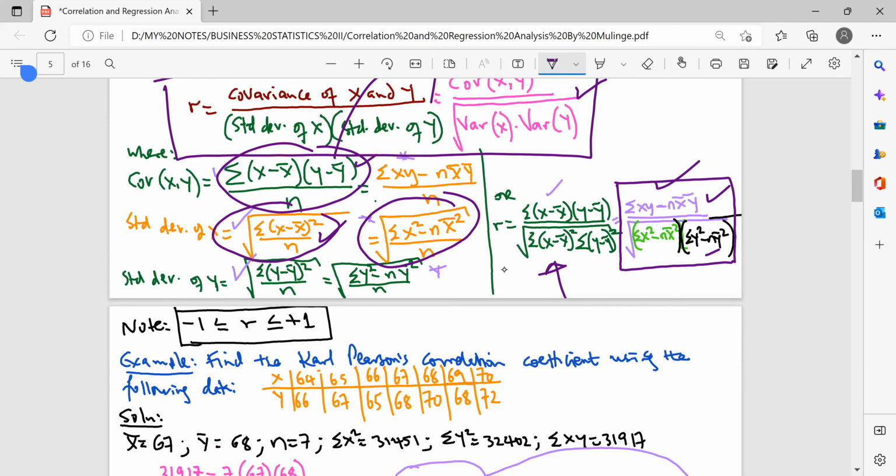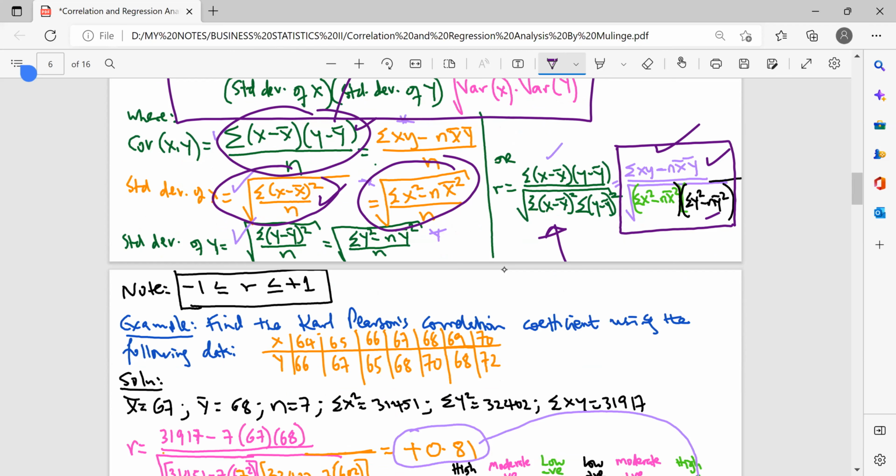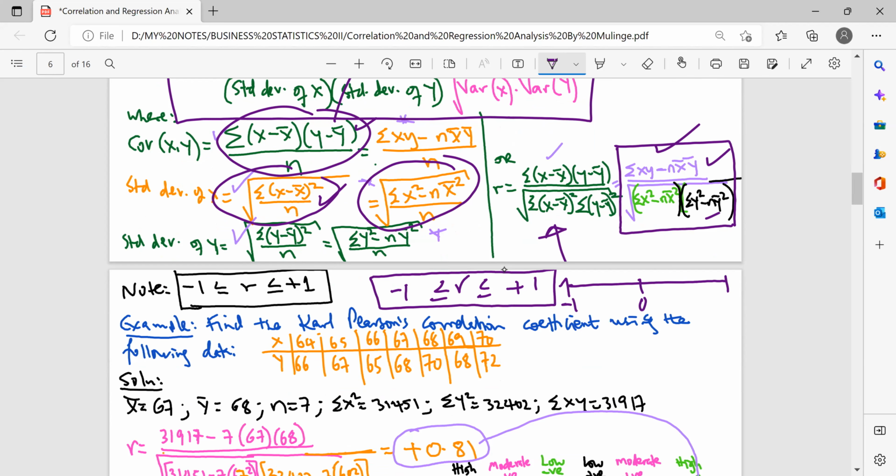So we notice that R is a number which ranges between -1 and +1. So the correlation coefficient is always a number between -1 and +1. That means if you draw the number line like this, and this is your -1, this is your 0, this is your +1, then R is a number within this interval. R is a number within that interval all the time.